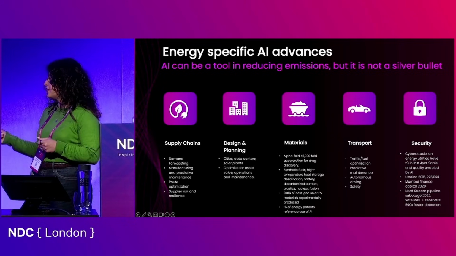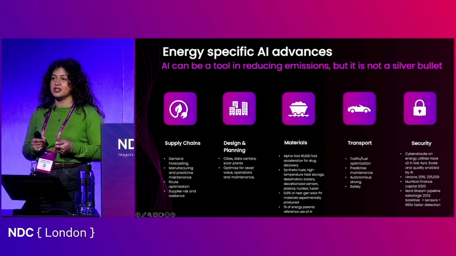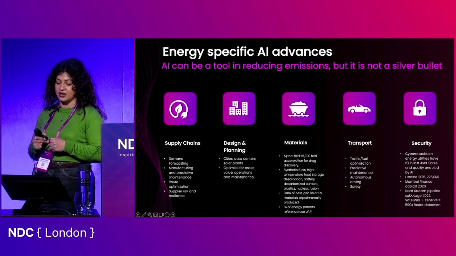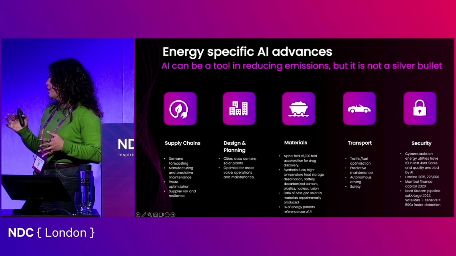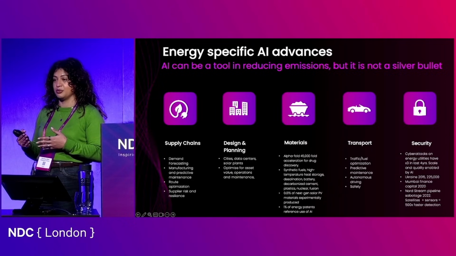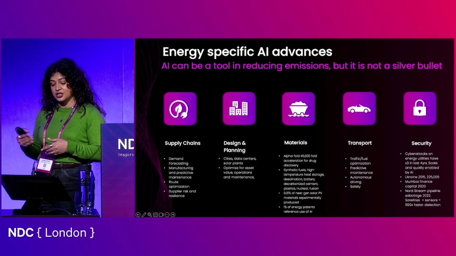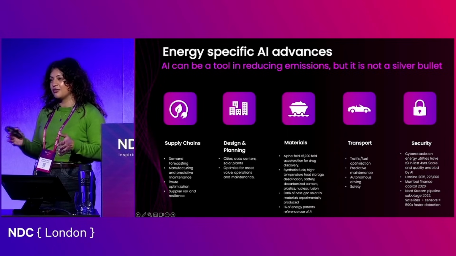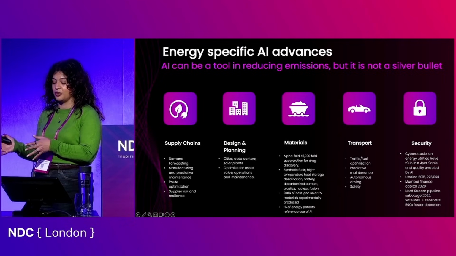Just to put this into perspective, the International Energy Agency highlighted that only 0.01% of new next generation solar PV materials have been experimentally produced. In addition to that, 1% of energy patents reference AI. So that really puts into perspective the untapped scale and potential of opportunity we have there.